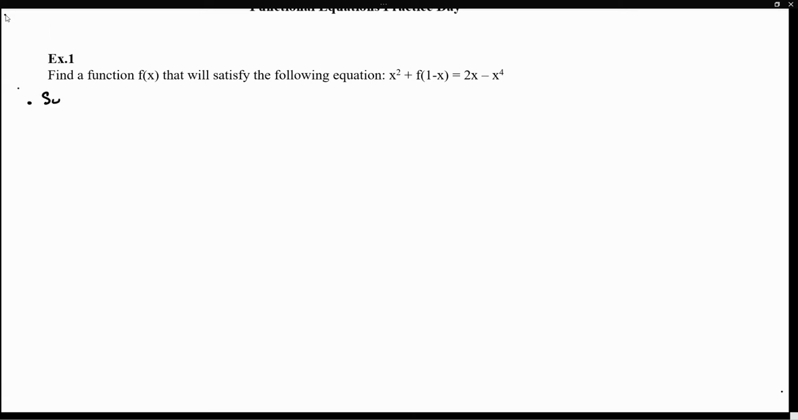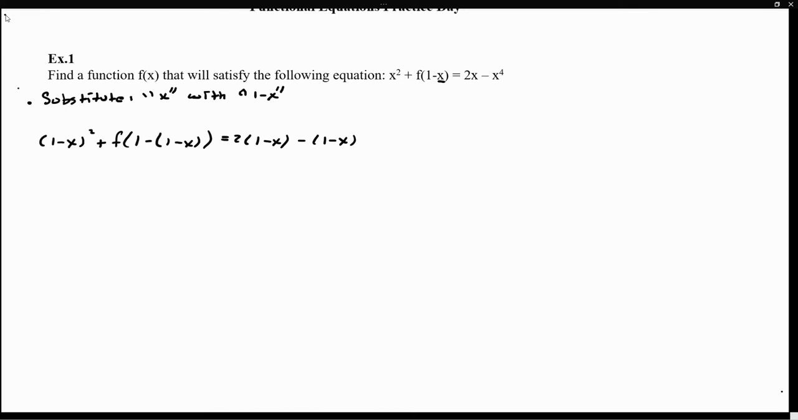So what would happen if we substitute the expression x with the expression 1 minus x? What exactly happens to my functional equation if we do this? Well, let's go to my functional equation and perform that substitution. Now my first term is going to become 1 minus x squared. Then I'm going to have f of 1 minus, and again, now I'm going to substitute this x with 1 minus x. So we're going to have f of 1 minus x in parentheses, equals 2 times 1 minus x, minus 1 minus x all to the fourth.